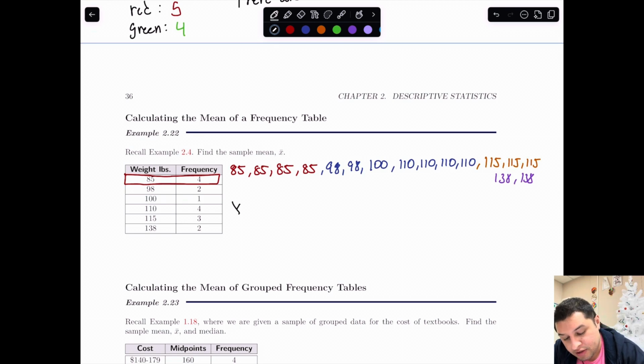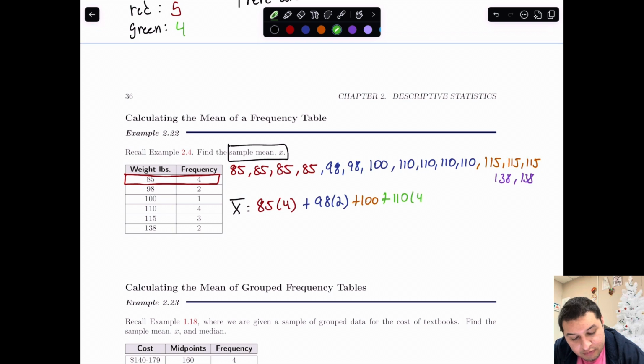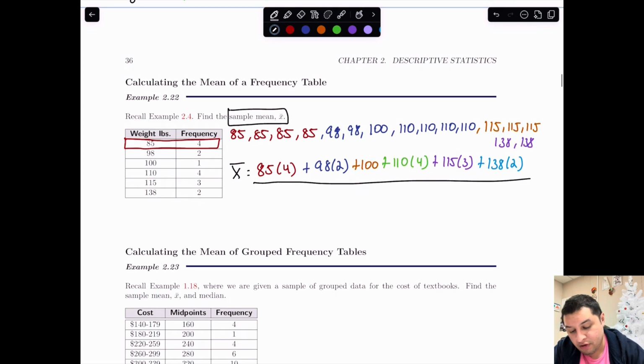Okay, so this is still our sample mean, or our X bar. We can write it with multiplication. Because we have 4 85s, we can just write 85 times 4 plus 98 times 2 plus just one regular 100 plus 110 times 4 plus 115 times 3, and then next we have plus 138 times 2. And that's all divided by however many numbers we have. So we can go ahead and add them all up.